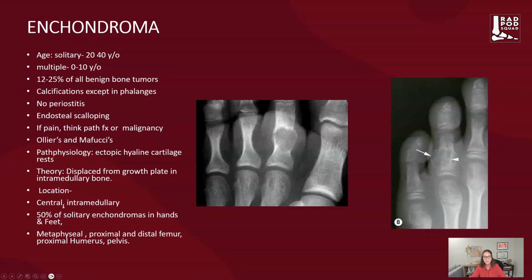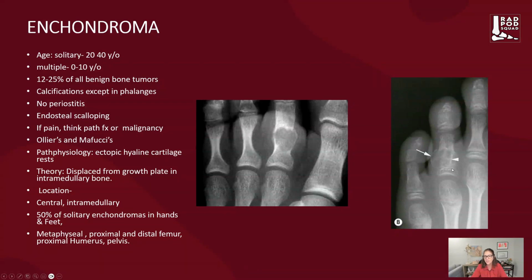They can be central, intramedullary, and about 50% of these solitary enchondromas occur in the hands and feet. The metaphysis is the most common location. And we can see here in the toe this expansile, lucent lesion, very common to have in the toes, the small bones of the hands and feet. Notice the associated pathologic fracture in this lesion here.